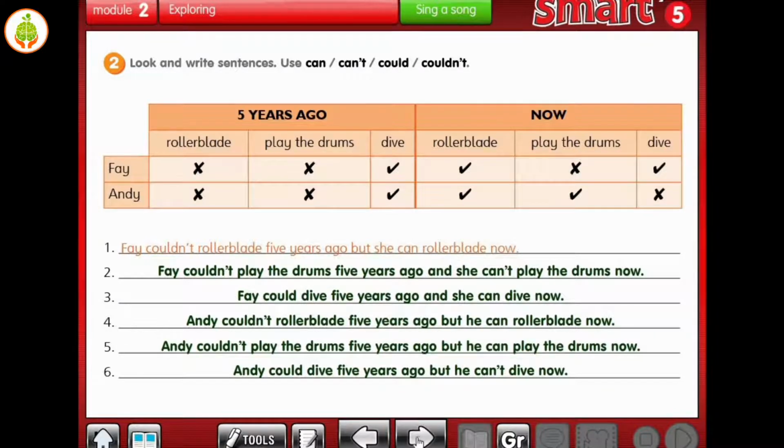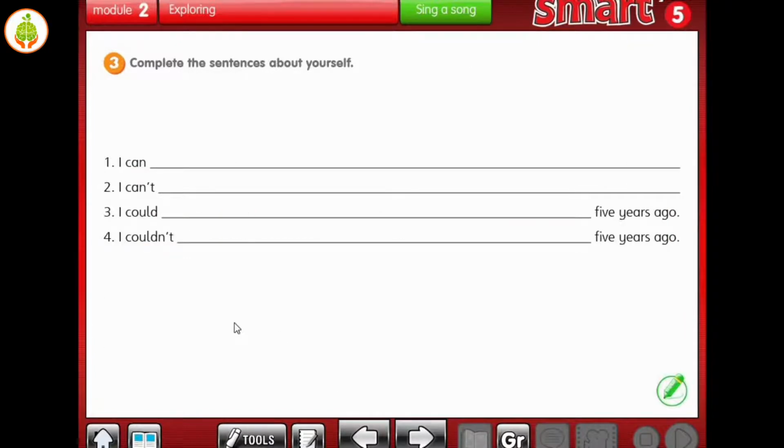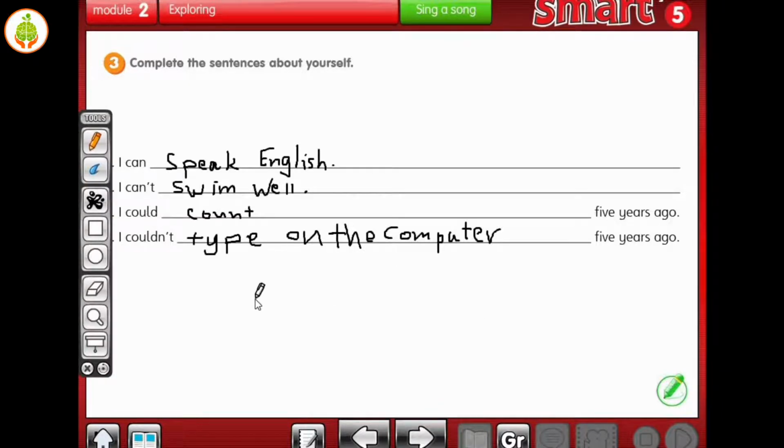Alright, good job. Let's go to this exercise. Exercise 3. Complete the sentences about yourself. Number 1. I can. What can you do? Alright. Of course, this exercise is totally up to you to write whatever you like, but I'm going to give you some suggestions.